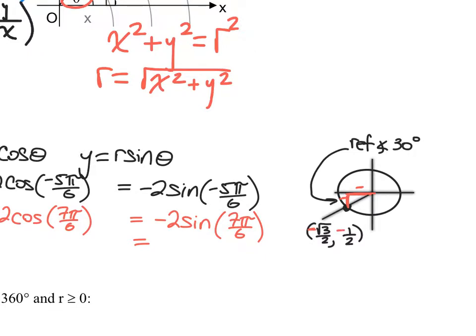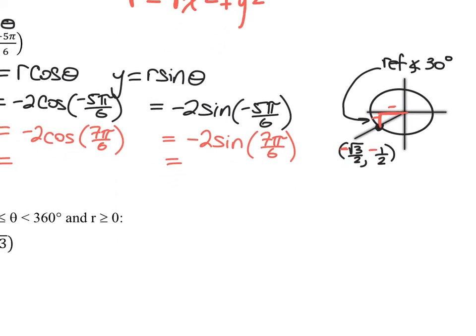Coordinates on the unit circle are always cosine, comma, sine. So we have our ratios. And from this, you get the idea that if you really just know the first quadrant of the unit circle, you pretty much have everything you need.